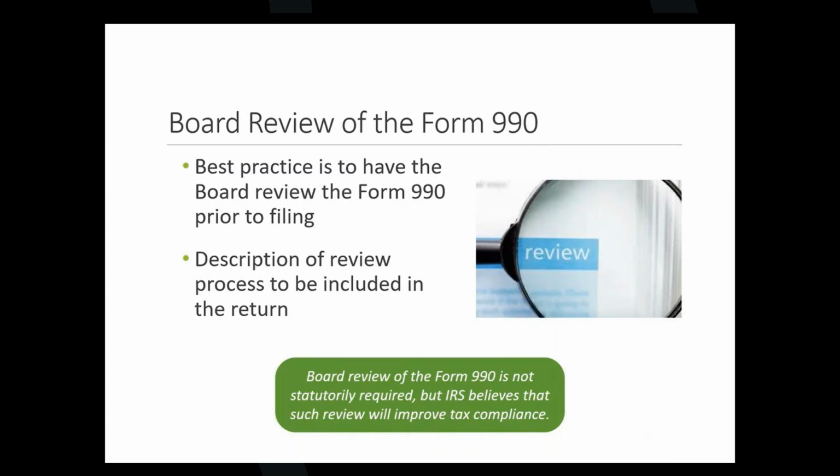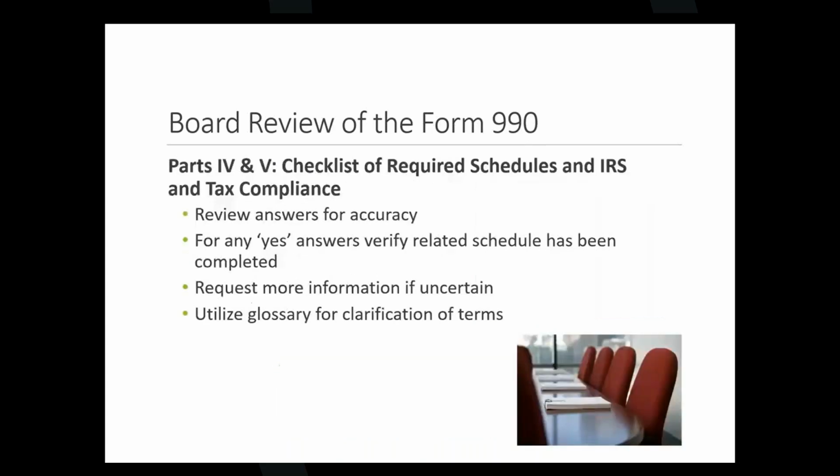So what things should board members key in on when doing their review? The first part to look over is Part 4 and Part 5, the checklist of required schedules and IRS and tax compliance. For the checklist of required schedules, you'd want to review the answers for accuracy and understanding. Typically, any yes answers on the schedule will result in a requirement to complete an additional portion of the form or additional schedules. And if there are yes answers for these types of questions, then you'd also want to review whether the proper schedule or section was completed as required.